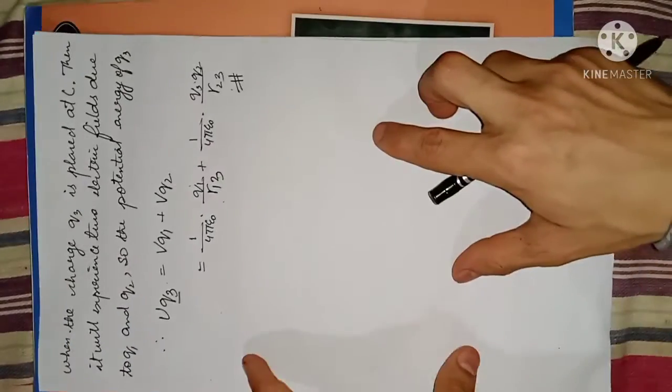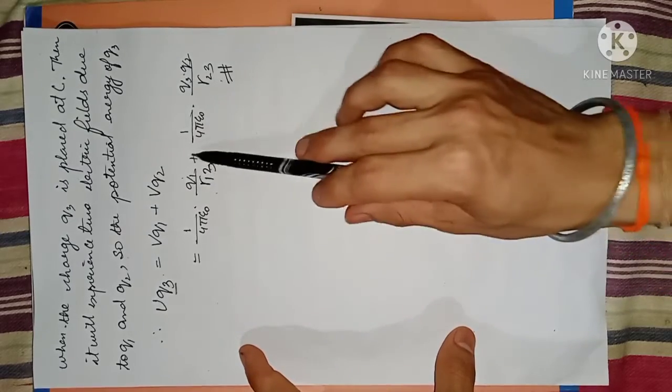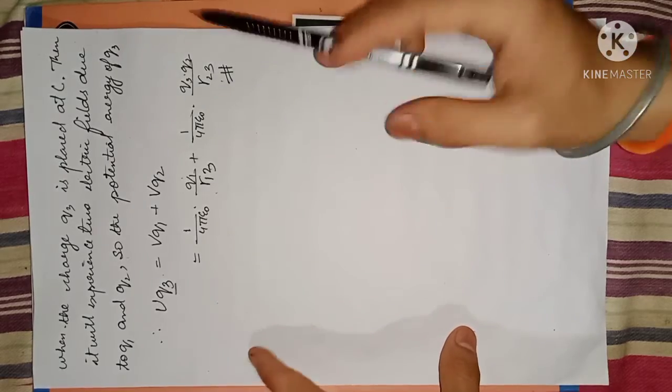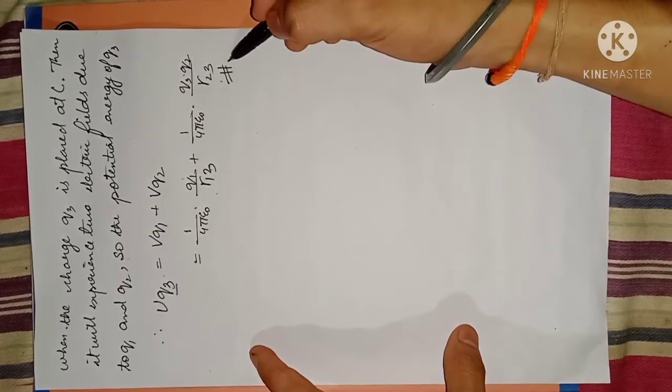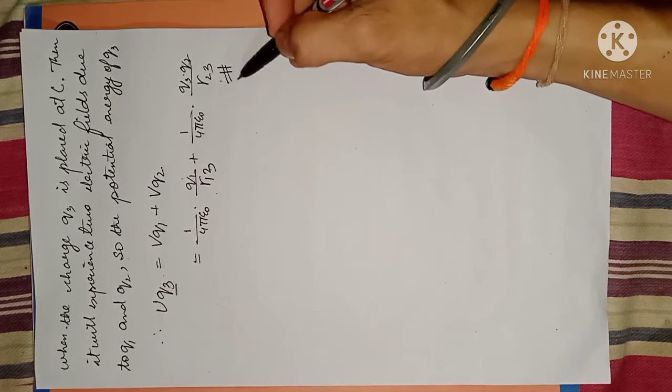You can note down 1 by 4 pi epsilon naught into Q1 by R13 plus 1 by 4 pi epsilon naught into Q3 into Q2 by R23. This is the required expression for potential energy of a system of two charges in an external field.